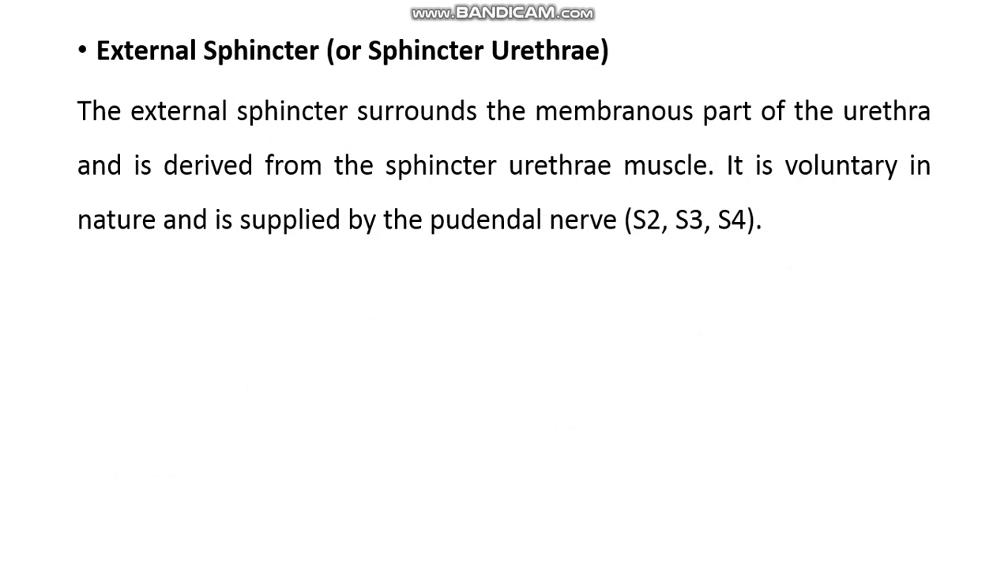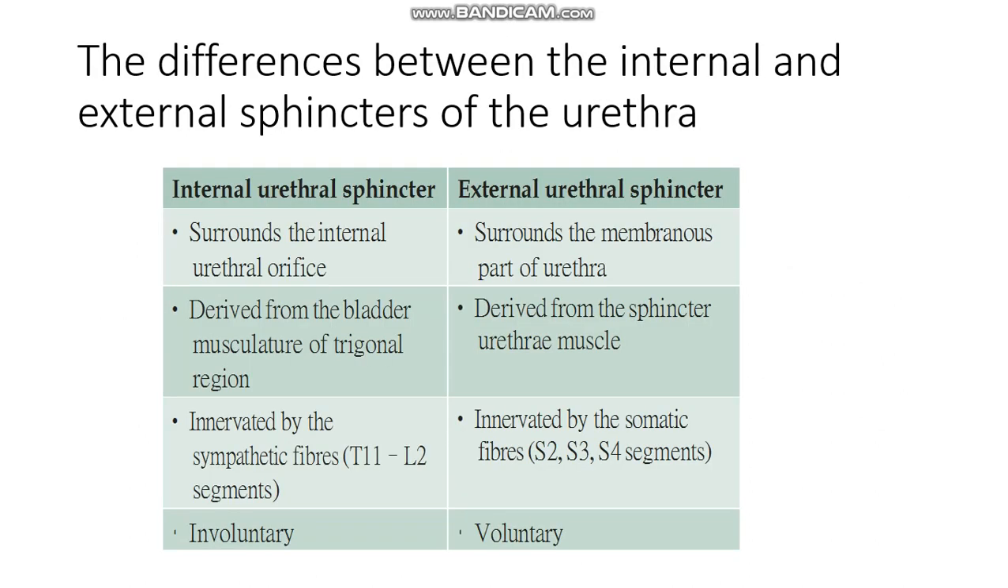Then the second sphincter is the external sphincter, otherwise known as sphincter urethrae. The internal sphincter is known as sphincter vesicae, and the external sphincter is known as sphincter urethrae. The external sphincter surrounds the membranous part of the urethra and is derived from the sphincter urethrae muscle. It is voluntary in nature and supplied by the pudendal nerve, that is S2, S3 and S4.